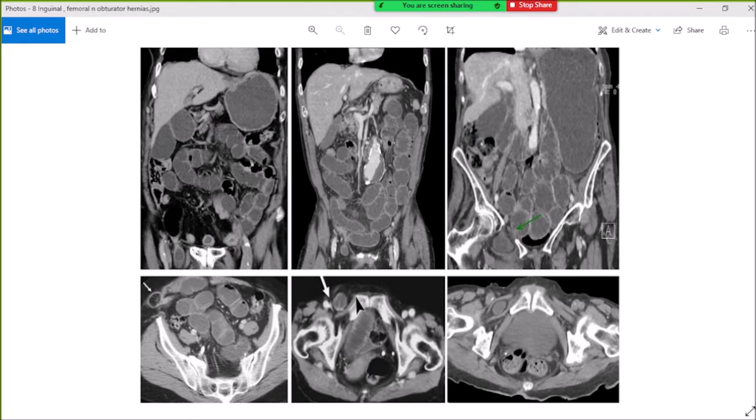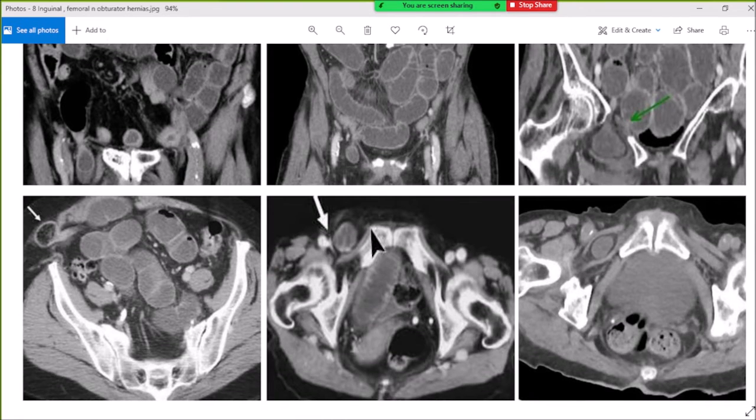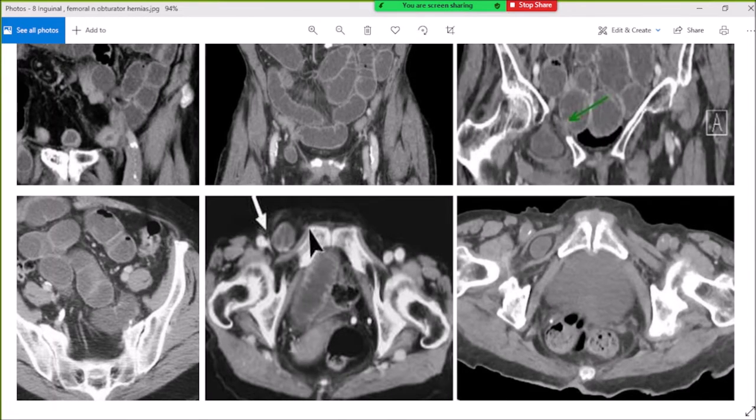Inguinal hernia, femoral hernia, obturator hernia. Can you see this in the inguinal canal? It is going through the right inguinal canal, so the inguinal hernia. This goes to the femoral canal, so femoral hernia, right femoral. This goes to the obturator foramen, so obturator hernia. Similarly, the inguinal hernia, the femoral hernia. This is obturator hernia.